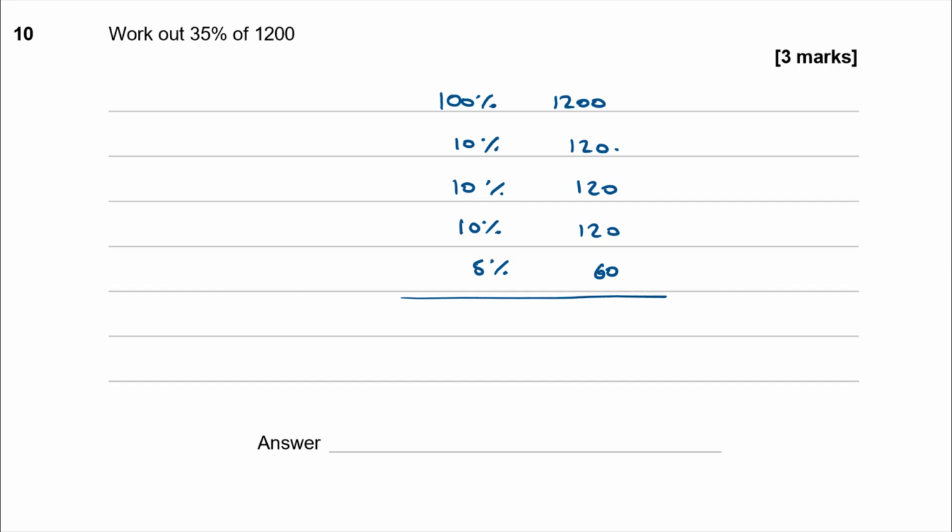I just need to add up the bits I need. So I need a 10, a 10, a 10, and a 5. That makes 35, doesn't it? 10, 10, 10, and 5 makes 35. So adding up my other side, I've got 0, 0, 0, 0. So that's 0. I've got 2, 4, 6, and 6 makes 12. 2 carry 1. And I've got 1 carried plus 1, 1, 1, which is 4 altogether. So that's 420.